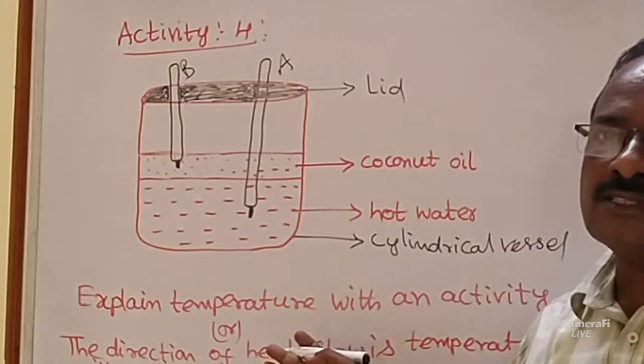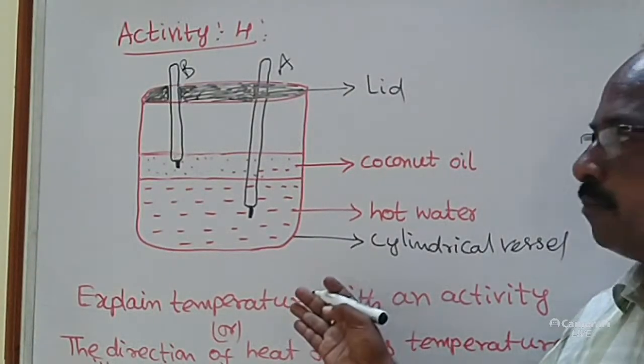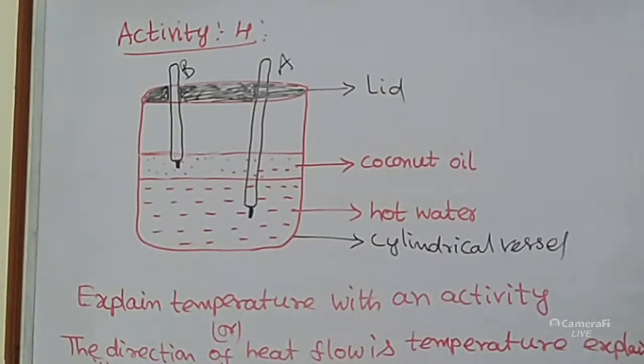So the direction of heat flow is called temperature. The degree of hotness or coldness of your body is called temperature. So true. So what is our aim? The aim is to explain temperature with an activity, or the direction of heat flow is temperature. Explain with an activity. This is the aim.